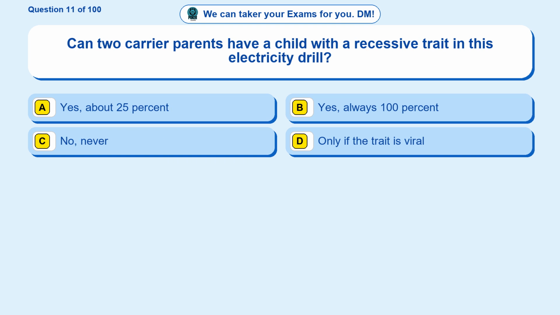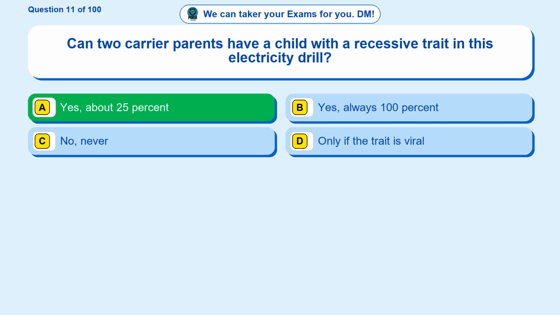Question 11. Can two carrier parents have a child with a recessive trait in this electricity drill? Option A. Yes, about 25%. Option B. Yes, always 100%. Option C. No, never. Option D. Only if the trait is viral. The correct answer is option A.